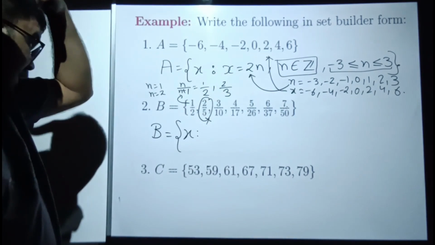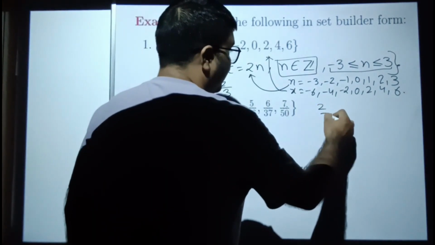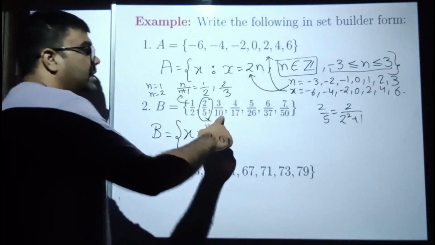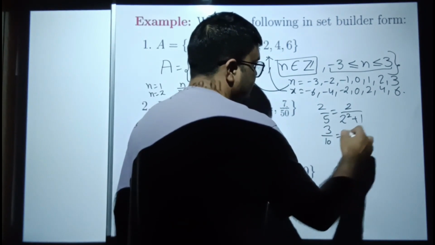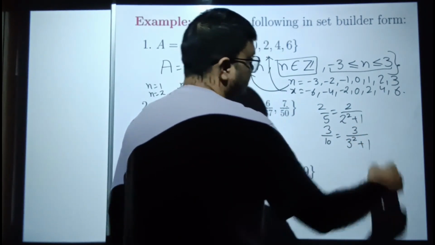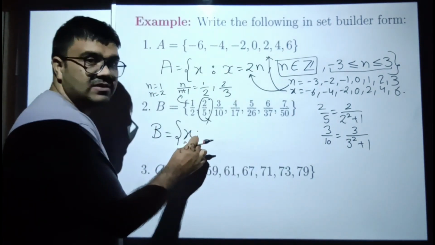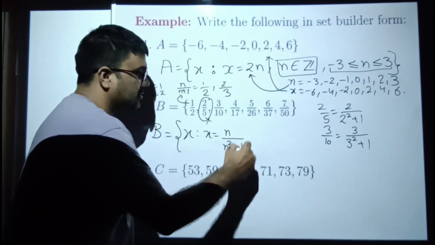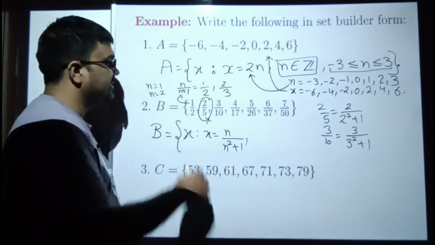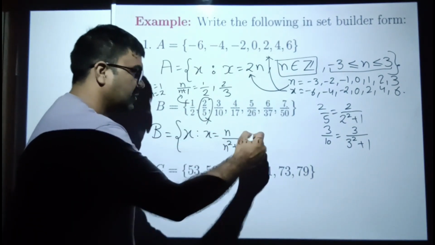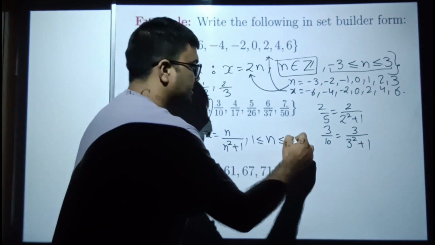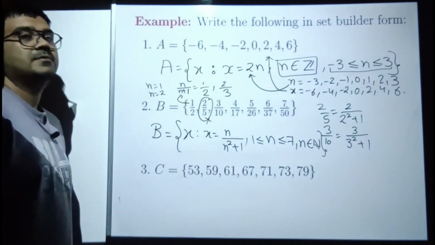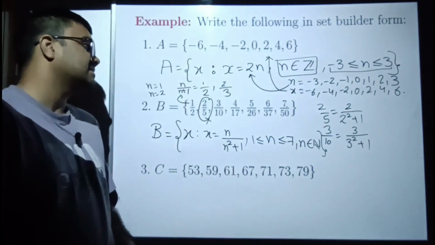So to look at this value, we can write 2 by 5, that is equal to 2 over 2 square plus 1. 3 by 10 we can write as 3 over 3 square plus 1. It means what properties these values are satisfying. We are saying x is equal to n over n square plus 1, where the possible values of n are varying from 1 to 7. 1 is less than or equal to n is less than or equal to 7, and n belongs to the set of natural numbers. So this is how you can write this set in the set builder form.